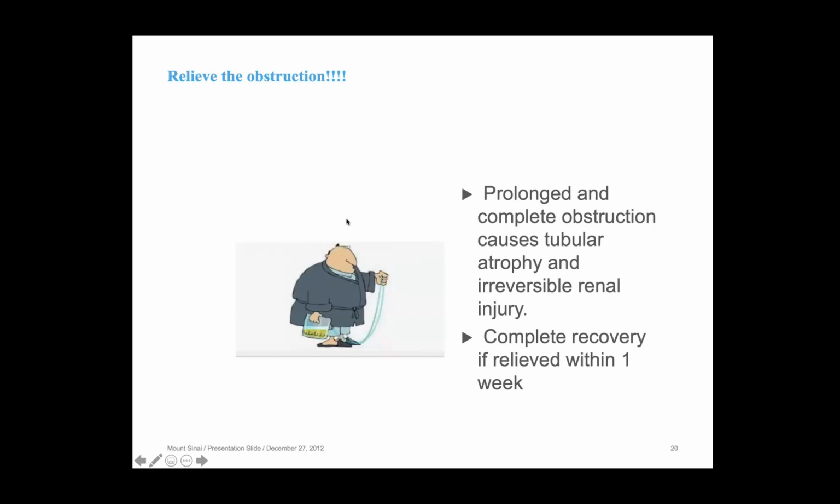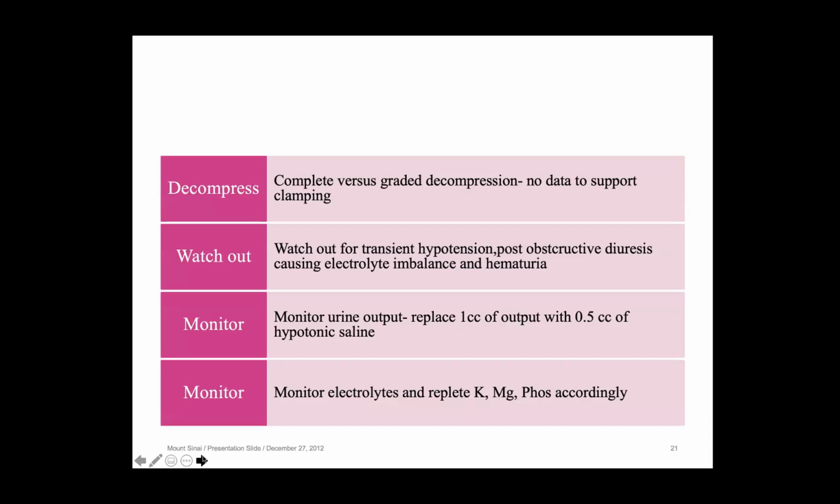How do you treat? I mean, this is very simple. Relieve the obstruction. If you see someone has retention, or you suspect retention, you can always put in a catheter, see if there is urine output. The key, if they have bilateral hydronephrosis and you're having a hard time with IR or urology, always feel free to call nephrology, because we can escalate it, because the key is to relieve this obstruction within a week, because that's when you will see complete return of renal function. Because if you have prolonged and complete obstruction, there's tubular atrophy and the renal injury becomes irreversible.